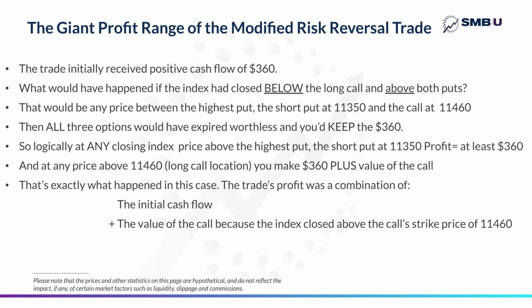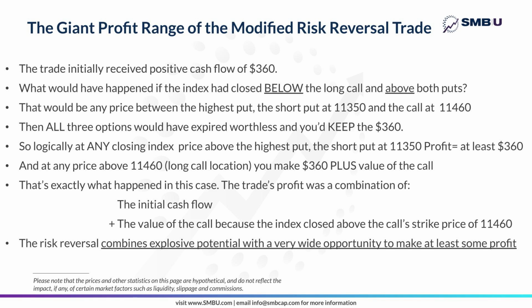So that in turn means that at any price above the highest put location at 11,350, you'll make something on the trade. And if the market, of course, goes parabolic like it did on this day, you'll make a hell of a lot more than that. And so the risk reversal can not only be a very profitable trade, but a very forgiving trade too, where you can be outright wrong on the rest of the market day and you still have a really good shot at making at least some money on the trade.